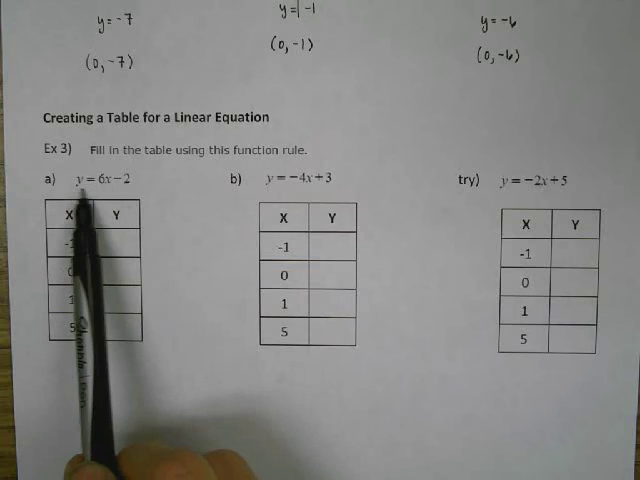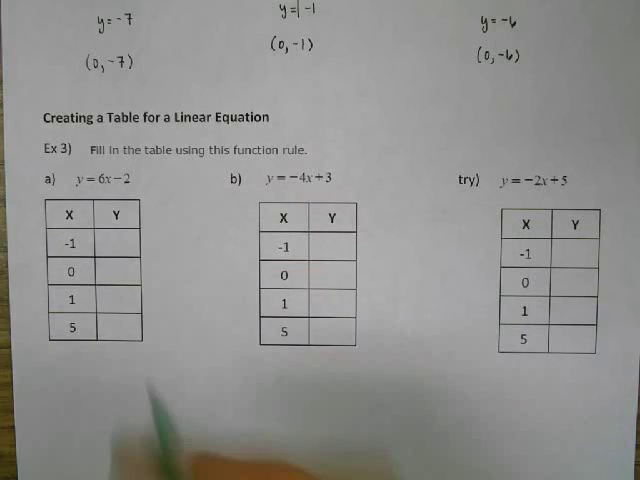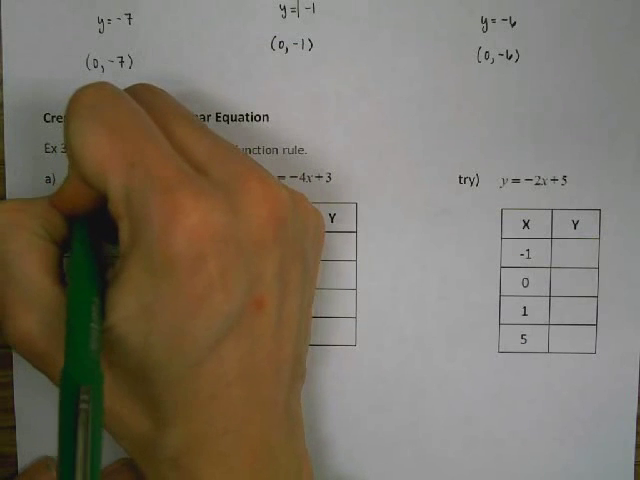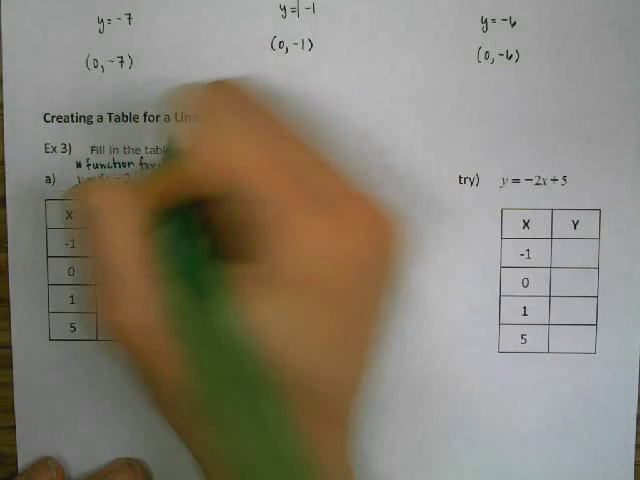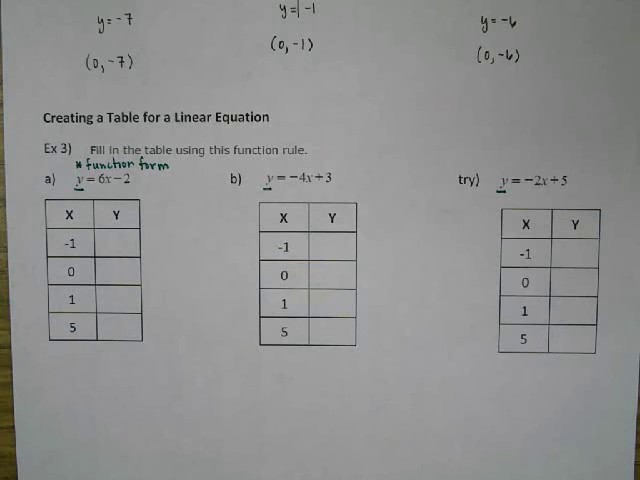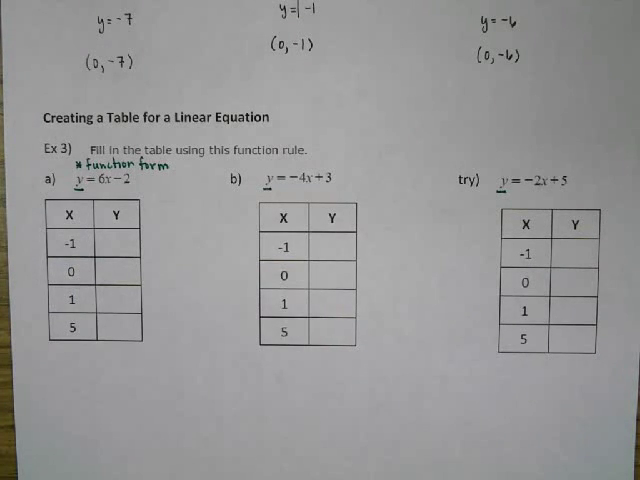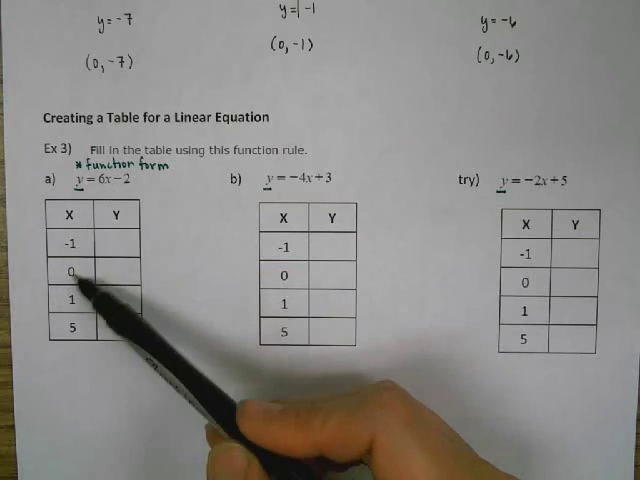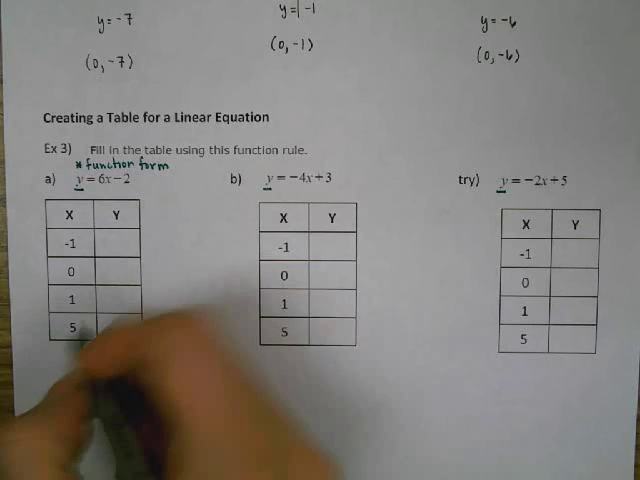Now, in each case, they gave us an equation. And just to think back to the vocabulary, these all happen to be in function form. Because if I look at everything, y is by itself on the left-hand side. And that's going to make it a little easier to generate these tables. So now, I want to find 4 points for each equation. And I'm going to do that by plugging in these x values into my equation to generate the y values. So let's go ahead and take a look at that.